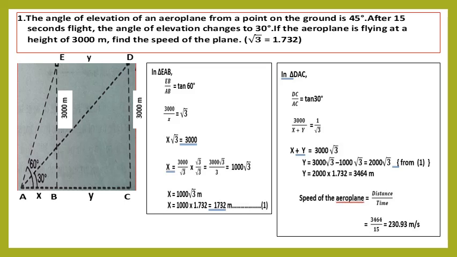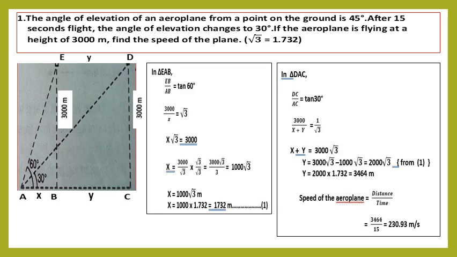In the given figure, let AB be x meters and BC be y meters. Now in triangle EAB, the opposite side BE is given as 3000 meters and AB, the adjacent, is unknown. So opposite by adjacent is tan theta. Here theta is 60 degrees. So in triangle EAB, EB by AB is equal to tan 60 degrees. EB is 3000 divided by x is equal to tan 60 degrees, whose value is root 3.